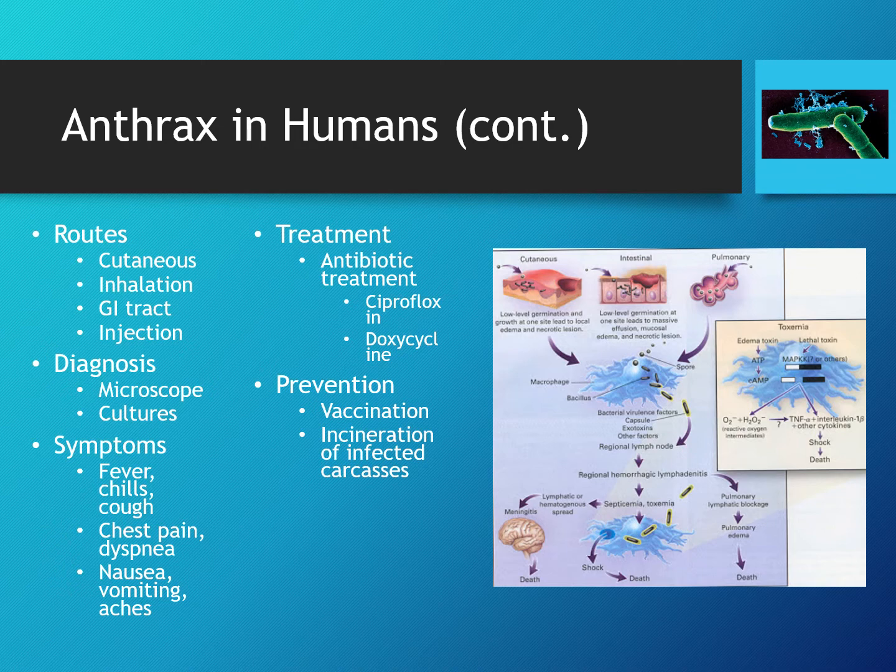Now, inhalation of anthrax, again, can be contracted by workers that are working in wool processing plants, slaughterhouses, and animal tanneries. And what happens is they breathe in the spores of the Bacillus anthracis, and then it enters their respiratory tract, moves into the lymph nodes, rapidly multiplies, and then spreads throughout the rest of the body via the lymphatic system.